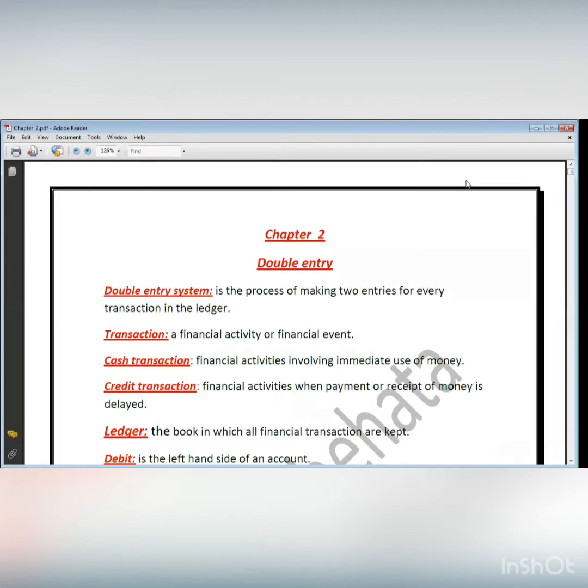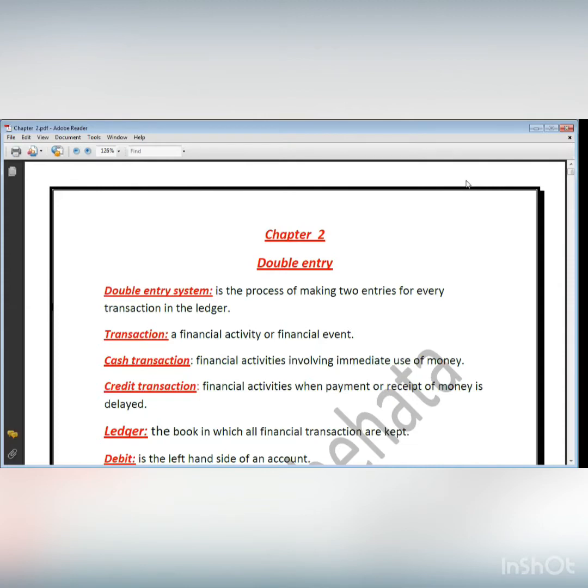Chapter 2 talks about something called double entry. What's meant by double entry? From the word itself, double means two things. So for any transaction, I have to make two records. What's meant by transaction? Transaction means any financial event or any financial activity.